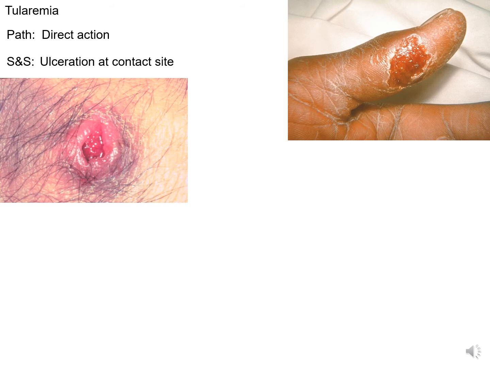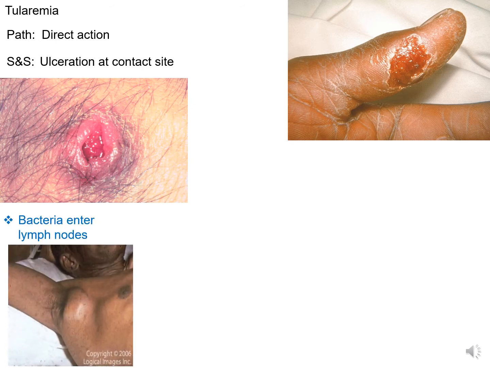Now, at this point, the organisms are going to go into the bloodstream and get into the lymphatic system. They'll go through the blood because that's what they have access to, but they don't stay there. They want to get into the lymphatic system. And as they do that, and they enter the lymph nodes, they form what's called a bubo.